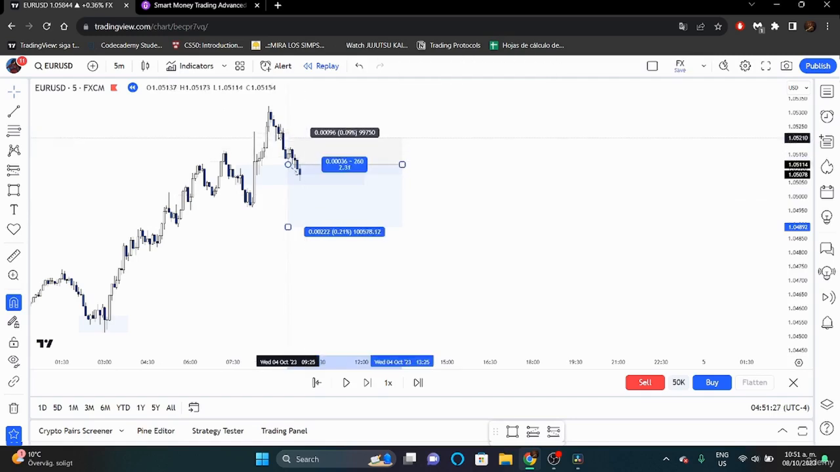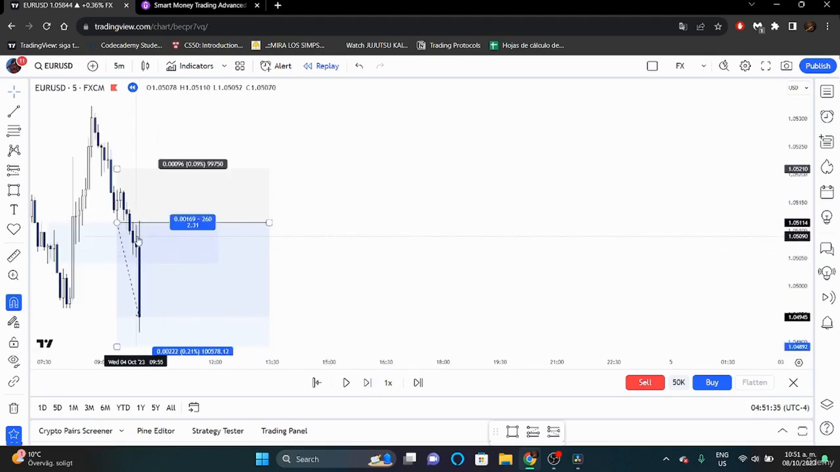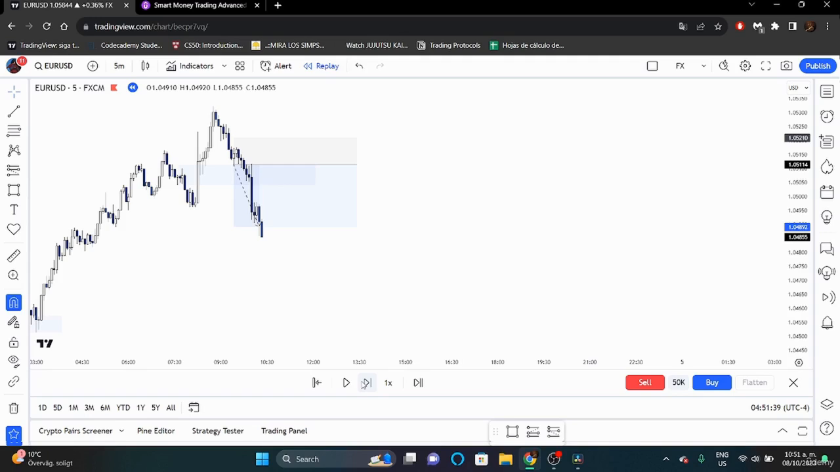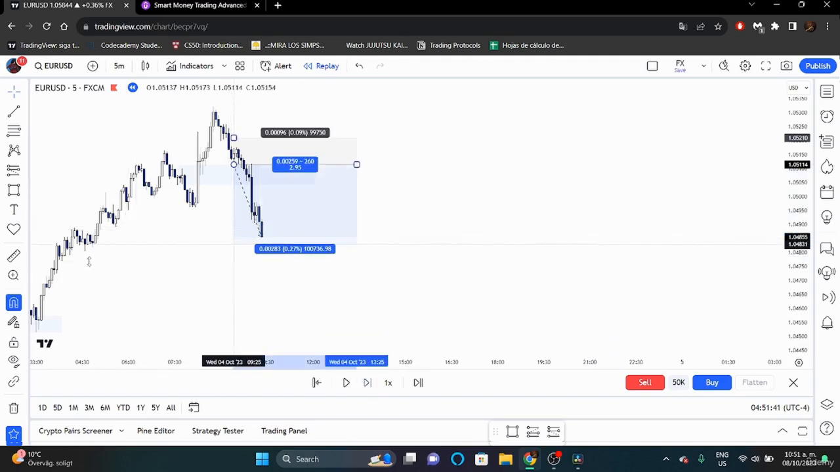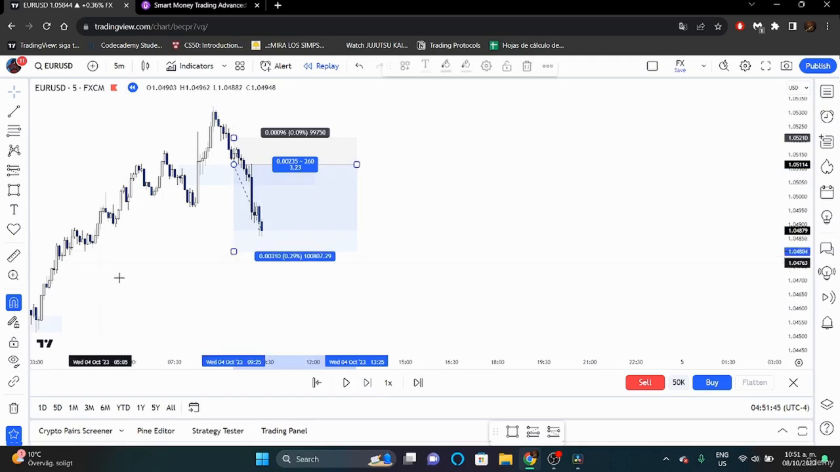Actually, I'm gonna put my stop a little bit tighter because I want a better risk to reward. There we go. It touches our entry, the order block, and goes for the lows. That's our trade done. We could even target these lows if we really wanted to.